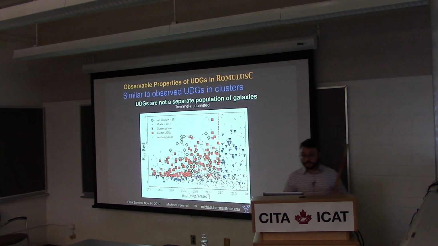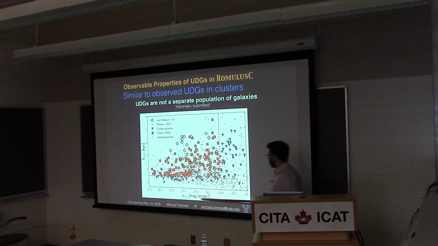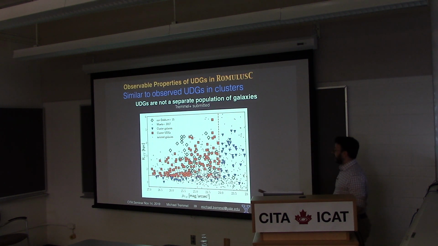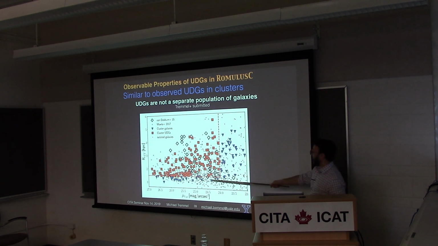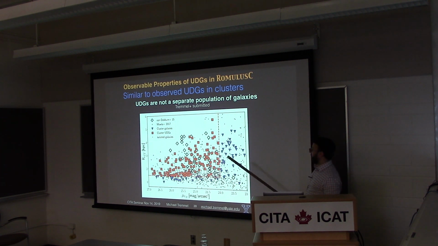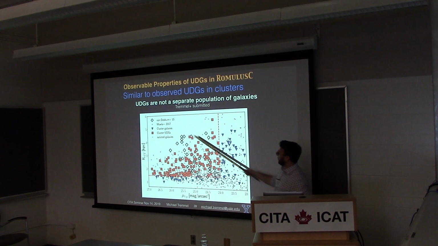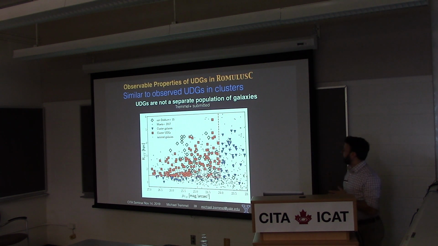galaxies. Now, if we look at the effective radius as a function of central surface brightness of these galaxies, again, same coloring. Black is isolated galaxies from Romulus 25. Blue are non-UDGs in the cluster, and orange are UDGs. The diamonds here in this region represent the observed ultra-diffuse galaxies in the Coma cluster from Pieter van Dokkum et al. and Lim et al. in 2017.